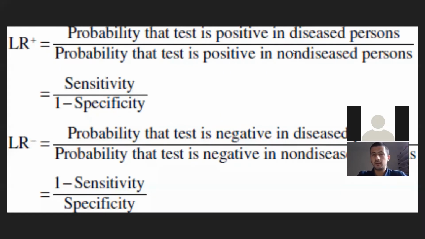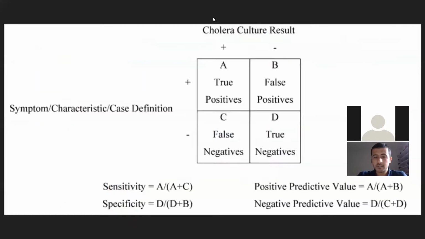Let me say it in another way. What does that formula mean? Probability of positive in diseased on the probability of positive in not diseased. It's like the risk ratio, but for diagnostic studies.